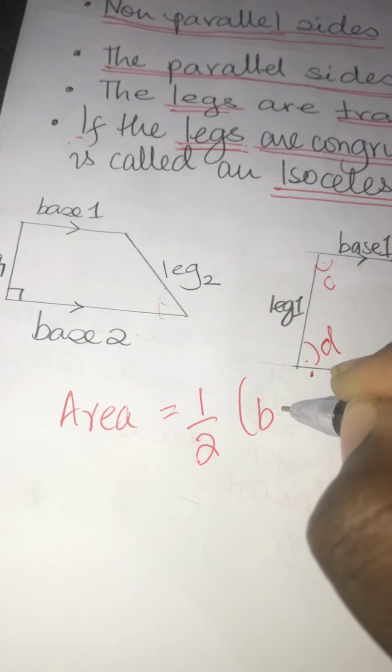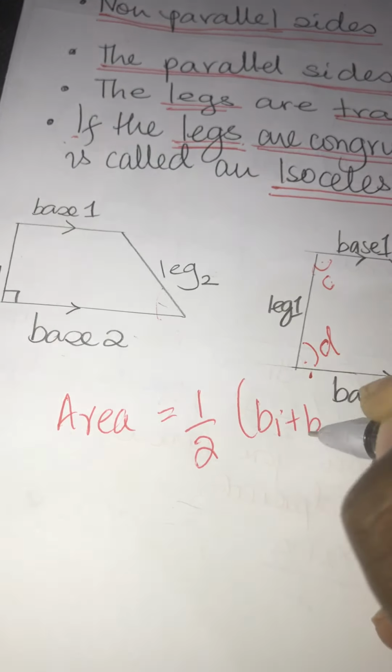Now, we should know how to find the area of a trapezoid. Area equals half base 1 plus base 2, times the height. This is the formula to find the area of any trapezoid. So half times base 1 plus base 2, and then you multiply these three numbers: half, this, and this. Okay? Remember, your height has to be perpendicular. It's the one that forms 90 degrees. The question will tell you.